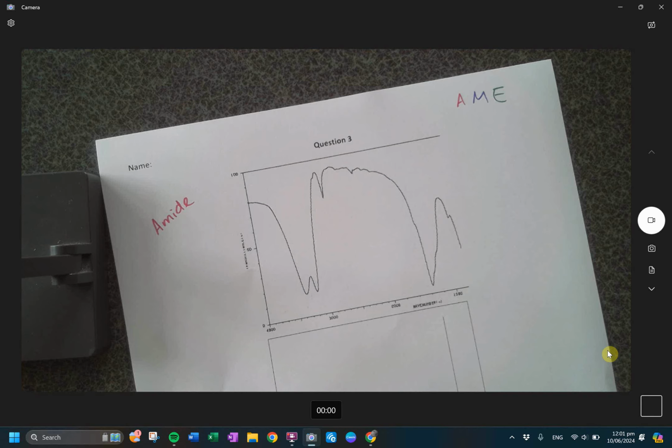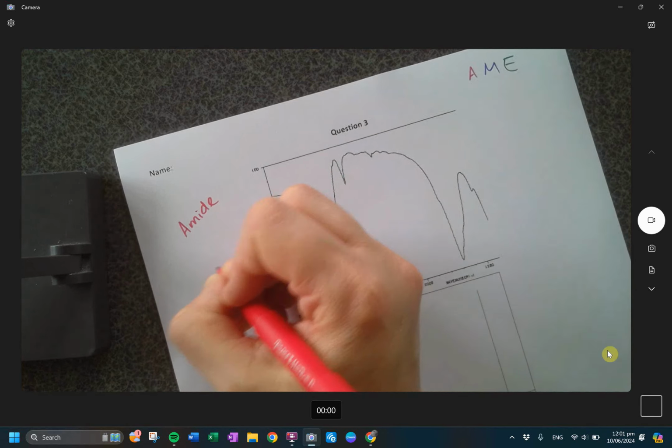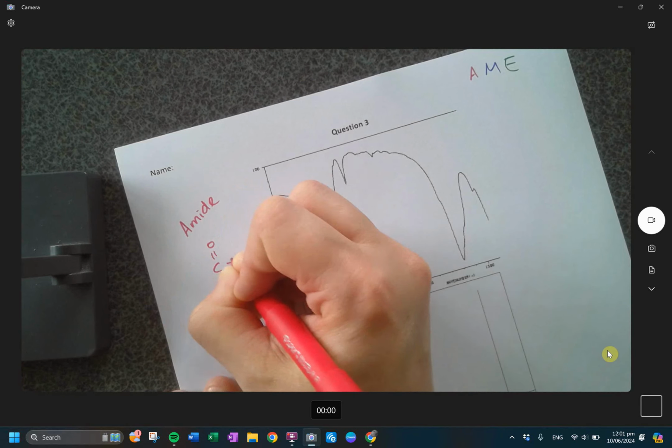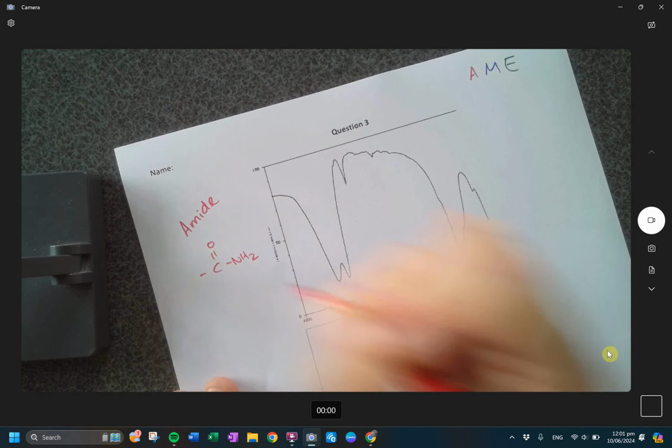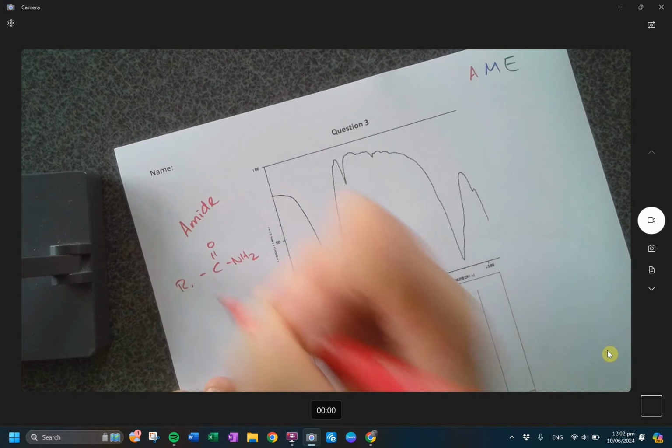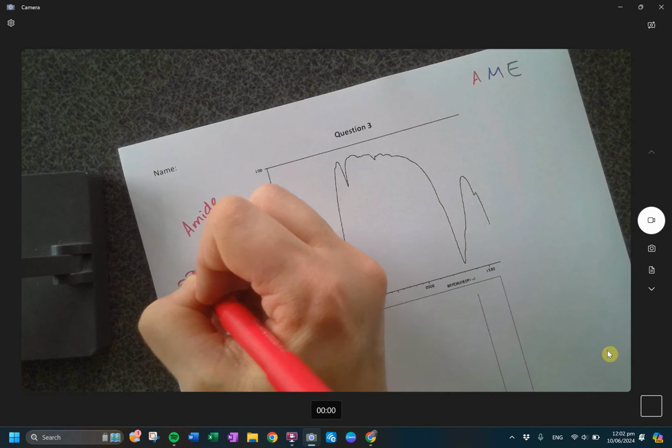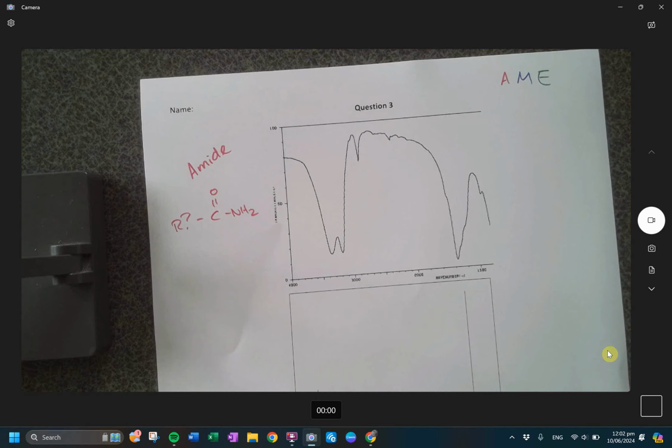When you are drawing an amide, just as a reminder, an amide is a C double bond O NH2. And then there's some R group that we don't know. So that's my big question mark. What is attached to that molecule?